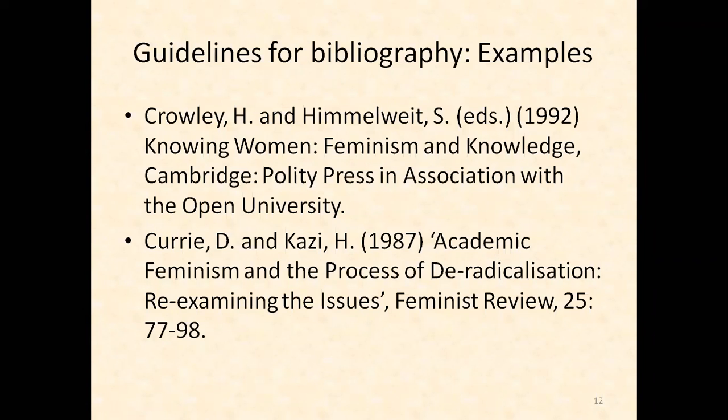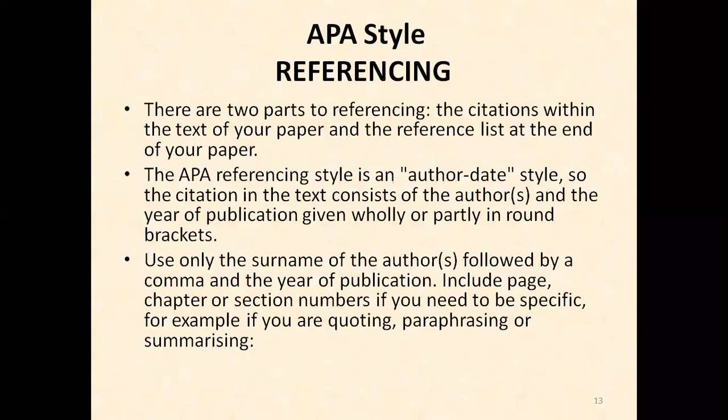This is the way to write a bibliography, but there are certain stylings in which we can write a bibliography, which are the authorized styling from the UGC norms. First is your APA style referencing. There are two parts of referencing: the citation within the text of your paper and the reference list at the end of your paper. In APA style में आप क्या करते हैं, बेसिकली दो पार्ट में डिवाइड करते हैं.